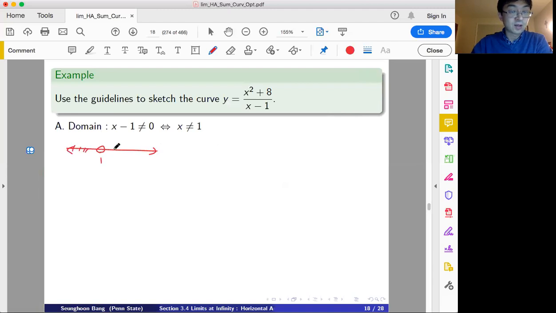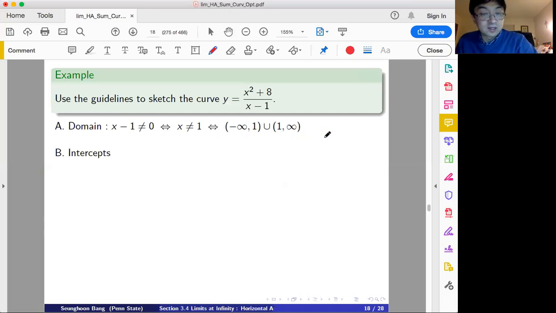So this part and this part: negative infinity to 1, union 1 to infinity. All real numbers except 1, so you cannot plug in 1, it is undefined. How can you find the intercept? Same. Y-intercept is f of 0. You plug 0 into x here: 0 squared plus 8 over 0 minus 1. The 8 over -1 is -8.